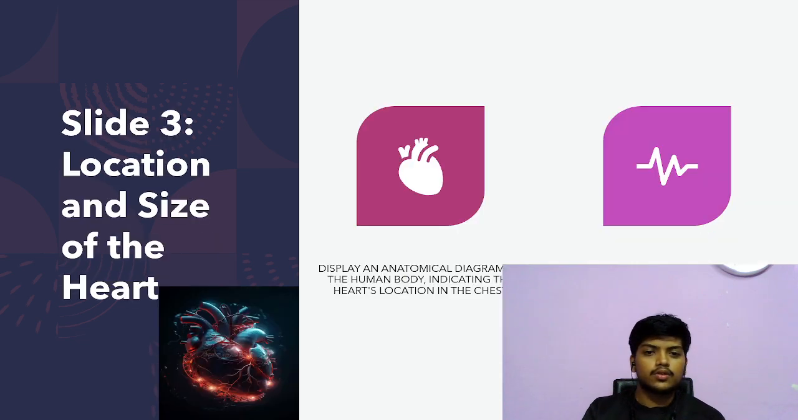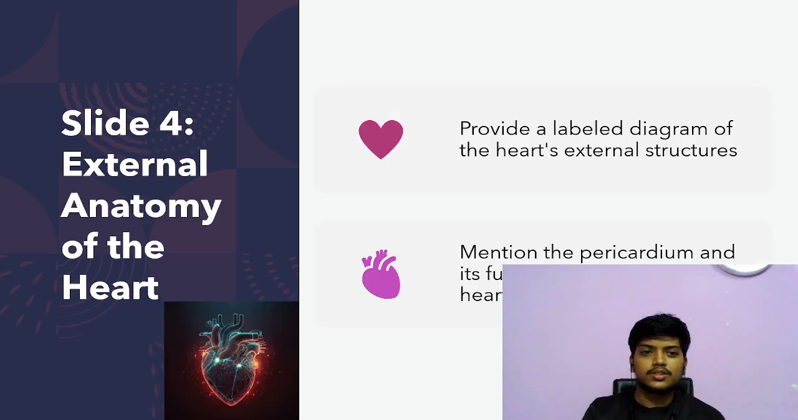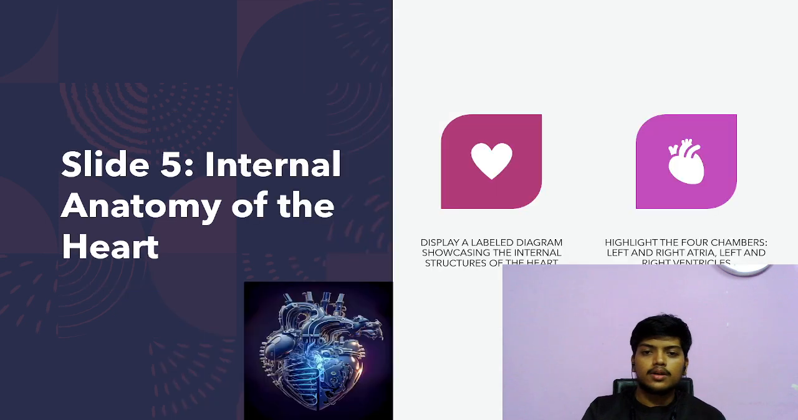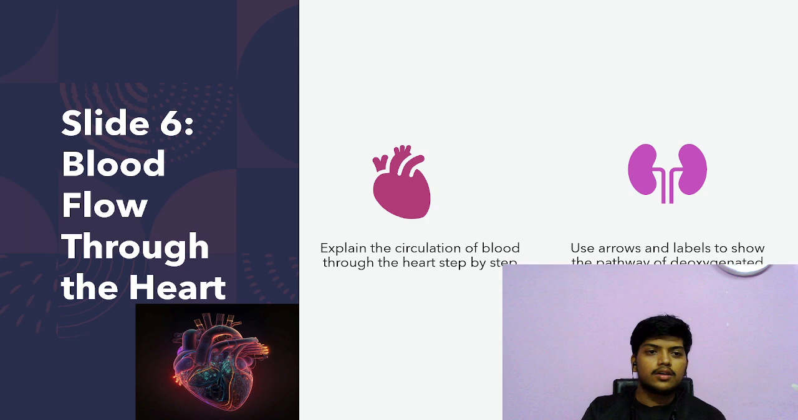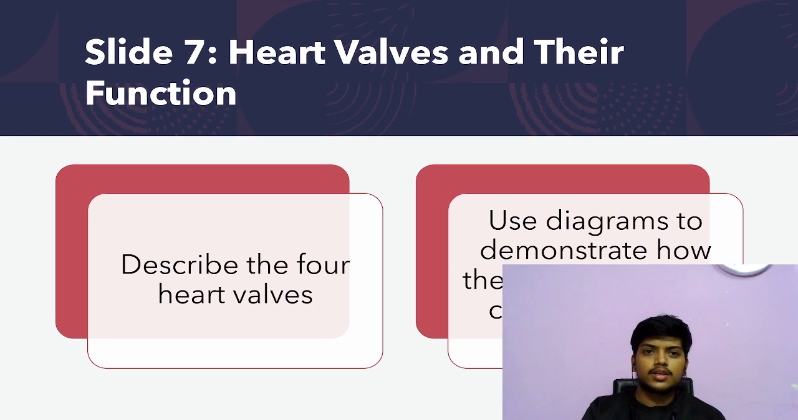And third one, we are going to cover the location and size of the heart, including statistics about the heart size and weight, the heart's location in the chest, and we are going to discuss the external anatomy of the heart with a labeled diagram. Next is the internal anatomy of the heart. The sixth slide goes through blood flow through the heart. Seventh is heart valves and their functions.